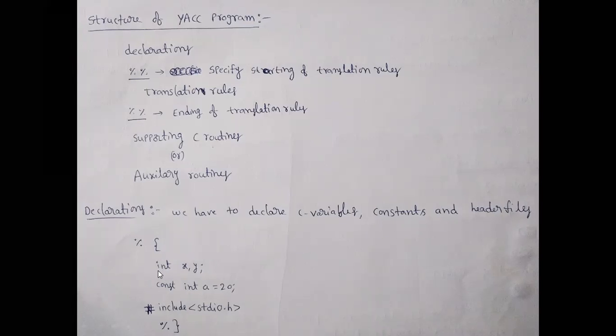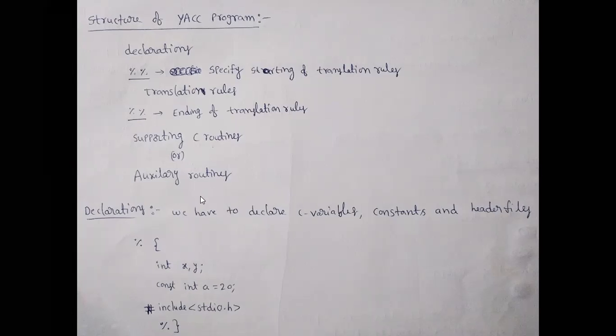Here we are using int x, y. We can also specify a constant, using the keyword const: const int a = 20, where the value of a is always 20. We also need to specify header files: #include stdio.h, #include conio.h. This type of header files we need to declare in the declaration section.